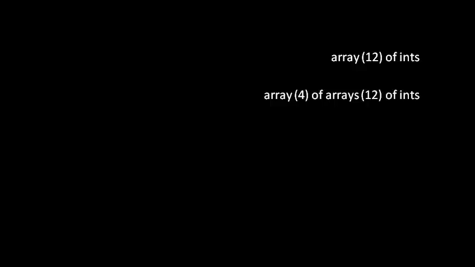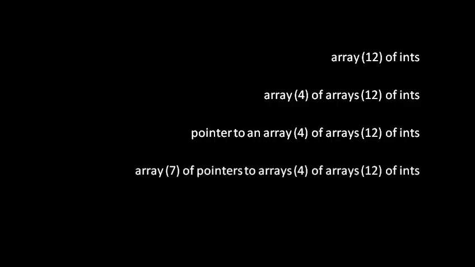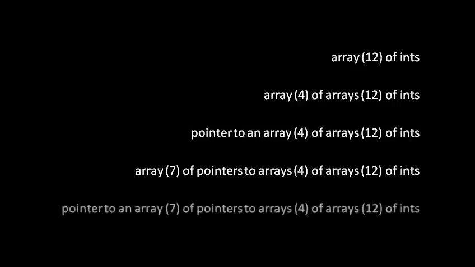And that in turn is another type, so we can create a pointer to that type. We can create a pointer to an array size 4 of arrays size 12 of ints. And that itself is a type, so we can create an array of that type. We can create an array size 7 of pointers to arrays size 4 of arrays size 12 of ints. And that itself is a type, so we can create a pointer to that type. We can create a pointer to an array size 7 of pointers to arrays size 4 of arrays size 12 of ints. And so on ad infinitum.